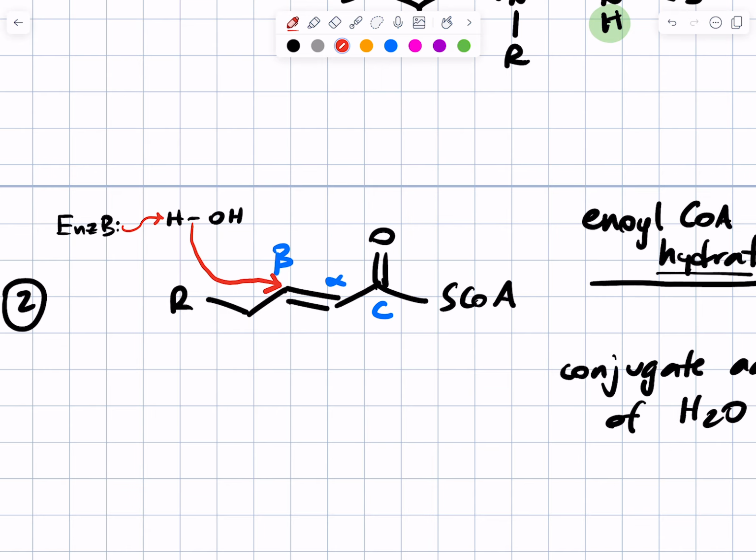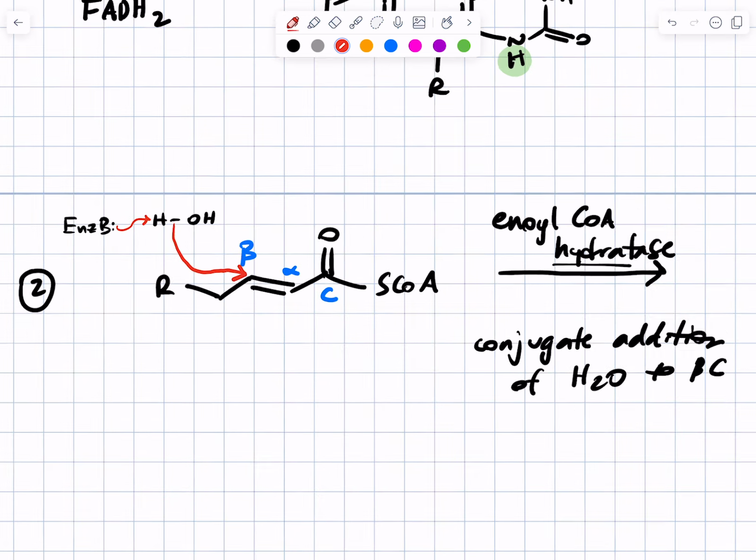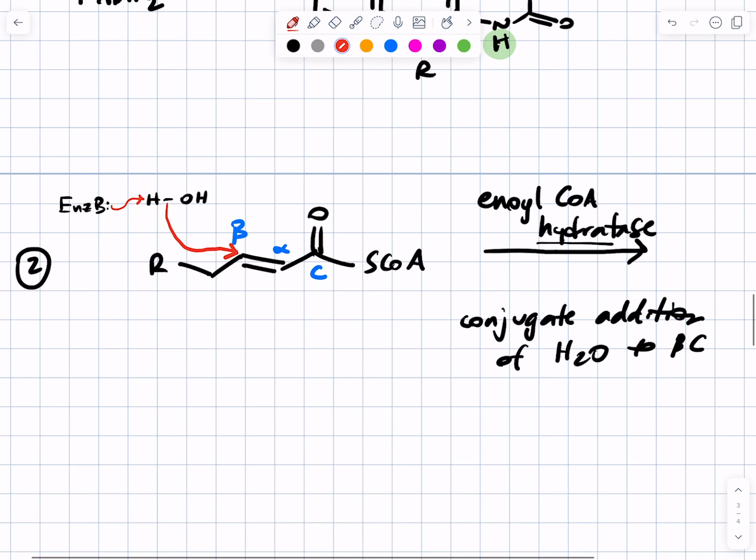Okay, now if this were a conjugate addition and we were drawing the mechanism earlier this semester, we would break the pi bond and have it go onto the alpha carbon where it could be stabilized by resonance, and we would draw an enolate intermediate, okay?